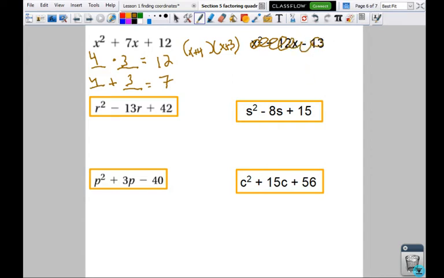Let's go into some in-class problems. Let's do just the first one right here. So on your own, I want you to tell me, I want you to middle factor this. What times what is 42 and adds up to -13?